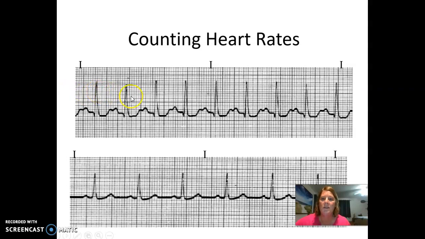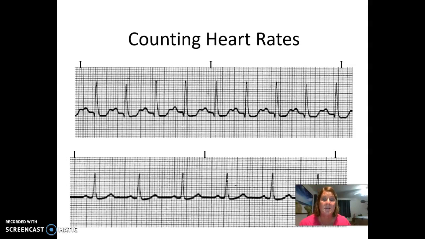So here I have 1, 2, 3, 4, 5, 6, 7, 8, 9 QRSs in that 6 seconds, so my heart rate would be 90. On this one right here, I would have 1, 2, 3, 4, 5, 6. So I would have 6 beats in that 6 seconds, so it would be a heart rate of 60. So it's one of the easiest ways to count your heart rate.